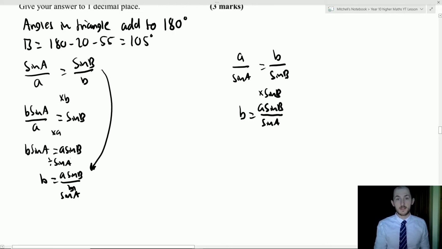Because if you notice, and go back through the video if you don't notice this yet, it actually has the same pattern every time. So it's A, so it's the other side times the same angle over the other angle, if that makes sense.